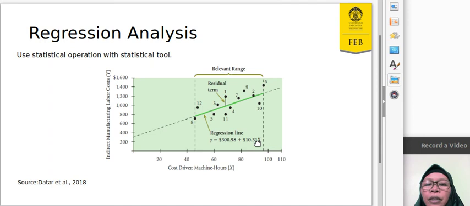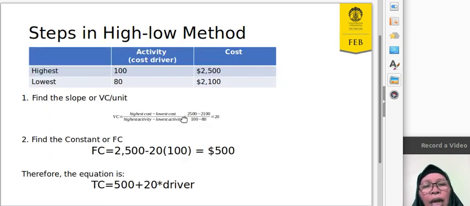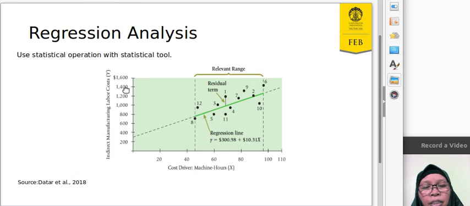One of the benefits of using regression analysis is that we consider all of the data, so the function is more accurate than the high-low method, because the high-low method only uses two points. Regression analysis uses all of the data we have.